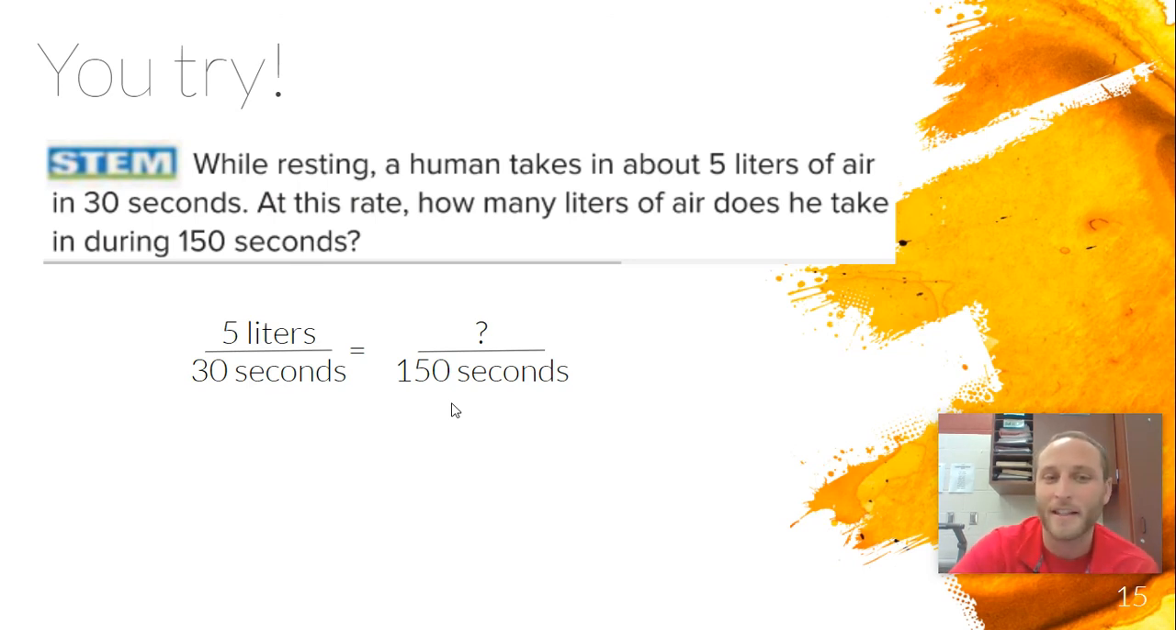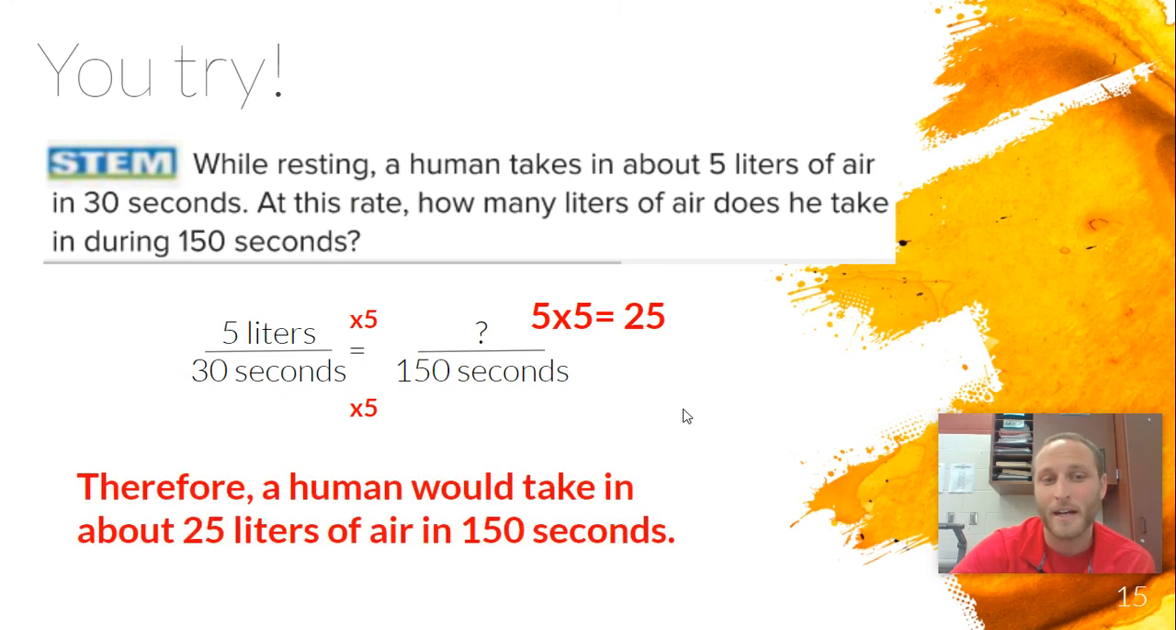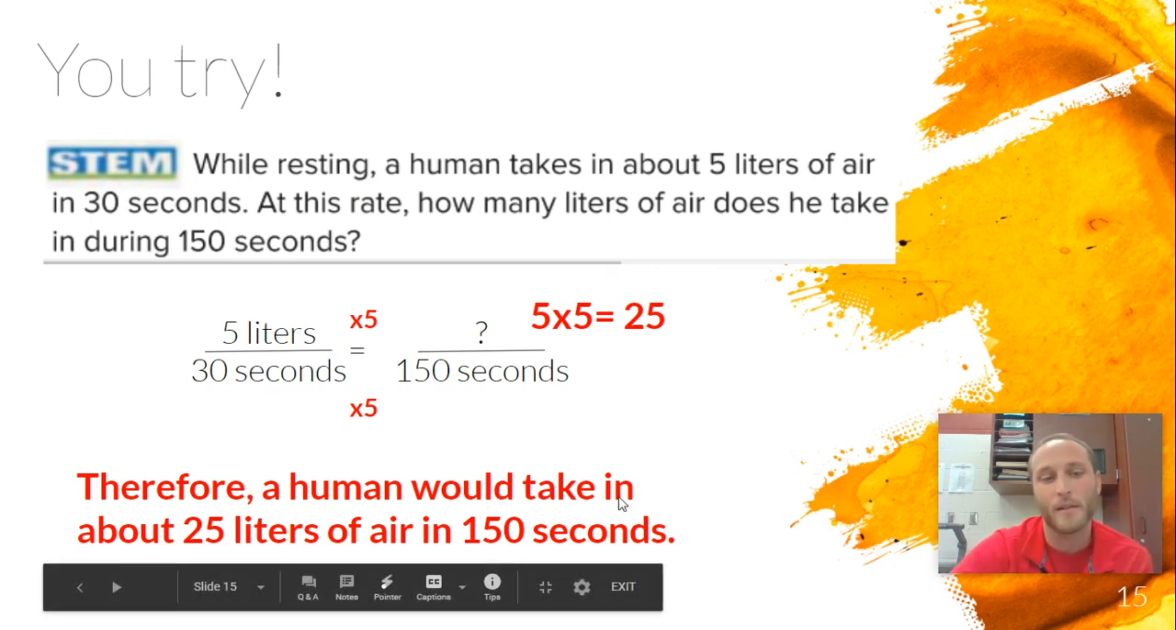Okay, if you did this correctly, I think the fastest way is to realize that 30 goes into 150 5 times. So 30 times 5 gives me 150. So if I know that, I can take this top number, remember, multiply that by 5 to get me 25. So I know that I take in about 25 liters of air in about 150 seconds based on this ratio here. You could have also broken this down to a unit rate. I could figure out that this is 1 liter over 6 seconds and figure it out that way as well. So it says, therefore, a human would take in about 25 liters of air in 150 seconds.